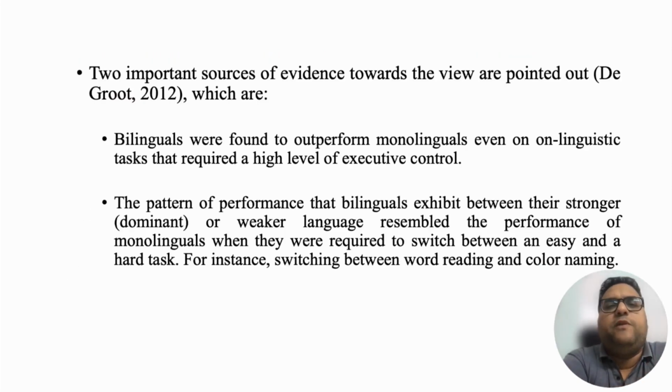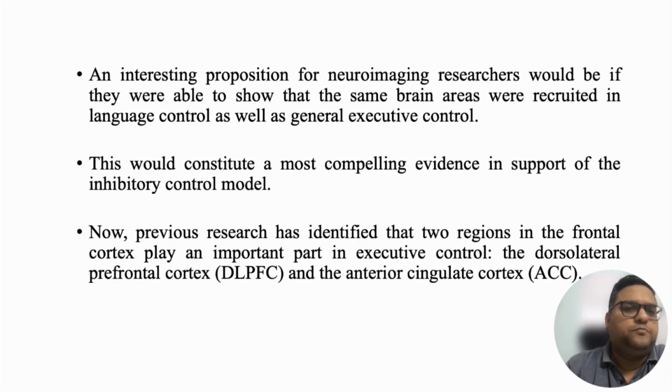Two important sources of evidence towards the view are actually pointed out. First, bilinguals were actually found to outperform monolinguals even on non-linguistic tasks that required a higher level of executive control. The second is that the performance that bilinguals exhibit between their stronger and weaker languages actually resembles the performance of monolinguals when they were asked to switch between a more difficult and an easy task. Say, for example, an easy task could be word reading and a more difficult task could be color naming in terms of a Stroop scenario.